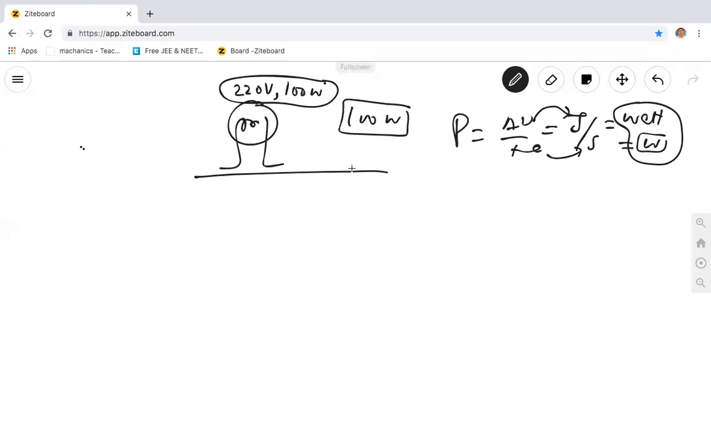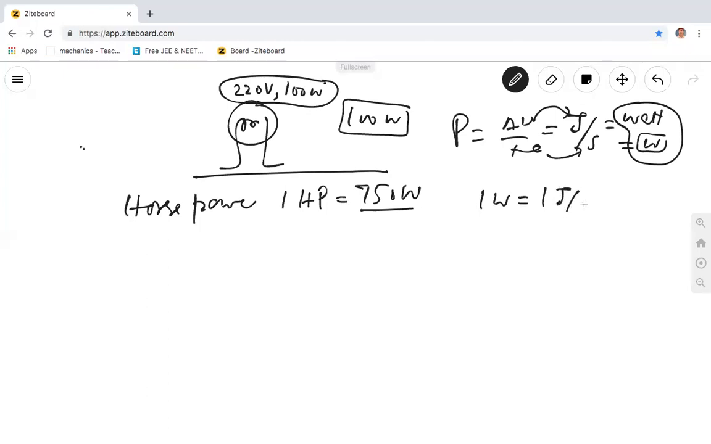And there are so many things also. You see, there's one more unit for power, that is horsepower. 1 horsepower is HP, that is 750 watt. And 1 watt is 1 joule by second. This you should remember, right?